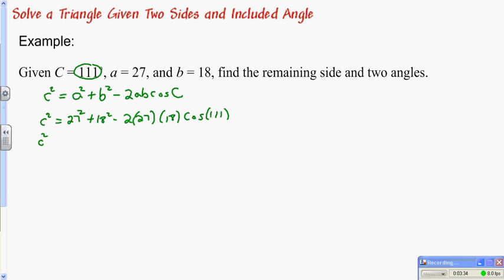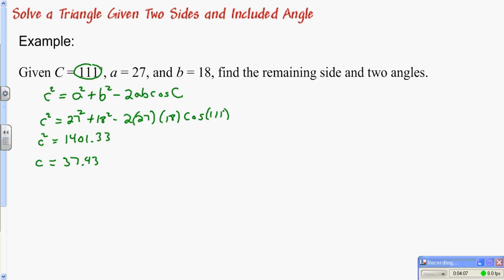C squared then is equal to, now make sure we are in degrees, they give us a degree measurement. If we do the right side of the equation, we should come up with about 1,401.33. Notice it's equal to C squared though. So we have to root both sides, and that will give us about 37.43. That is side C.